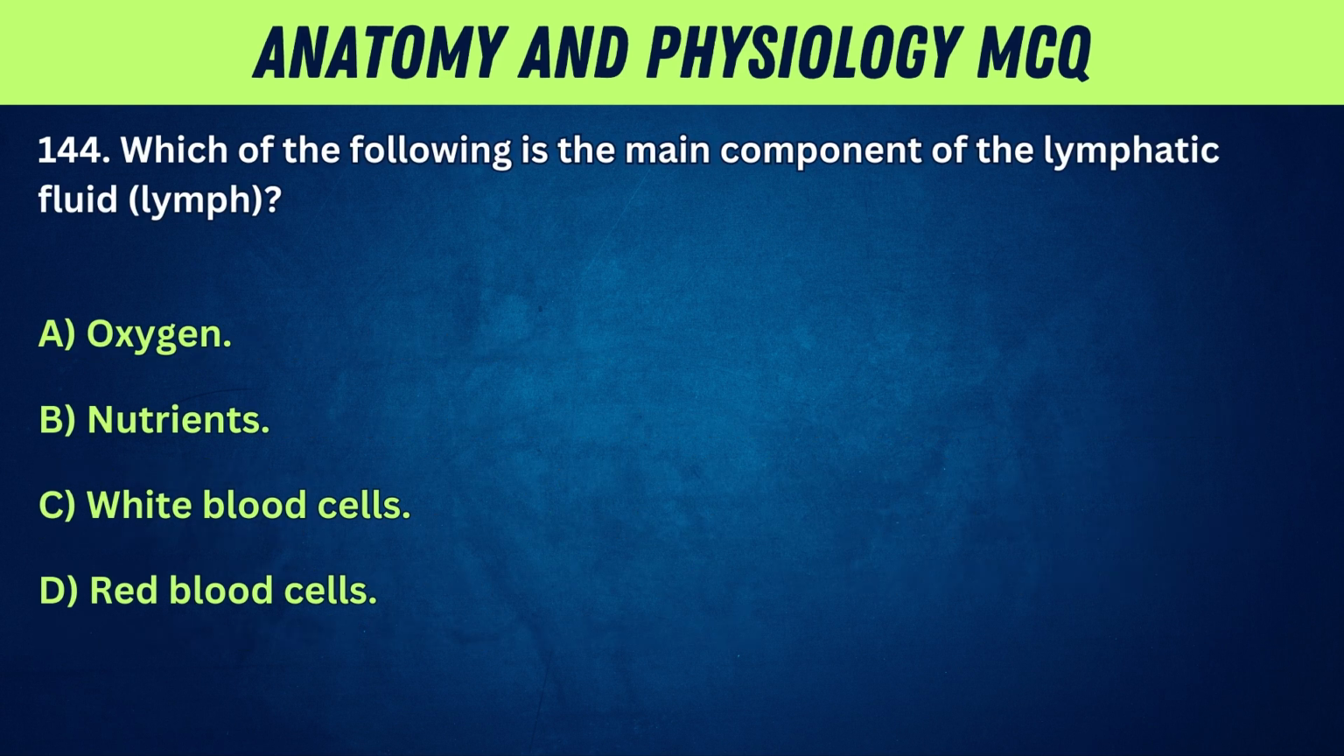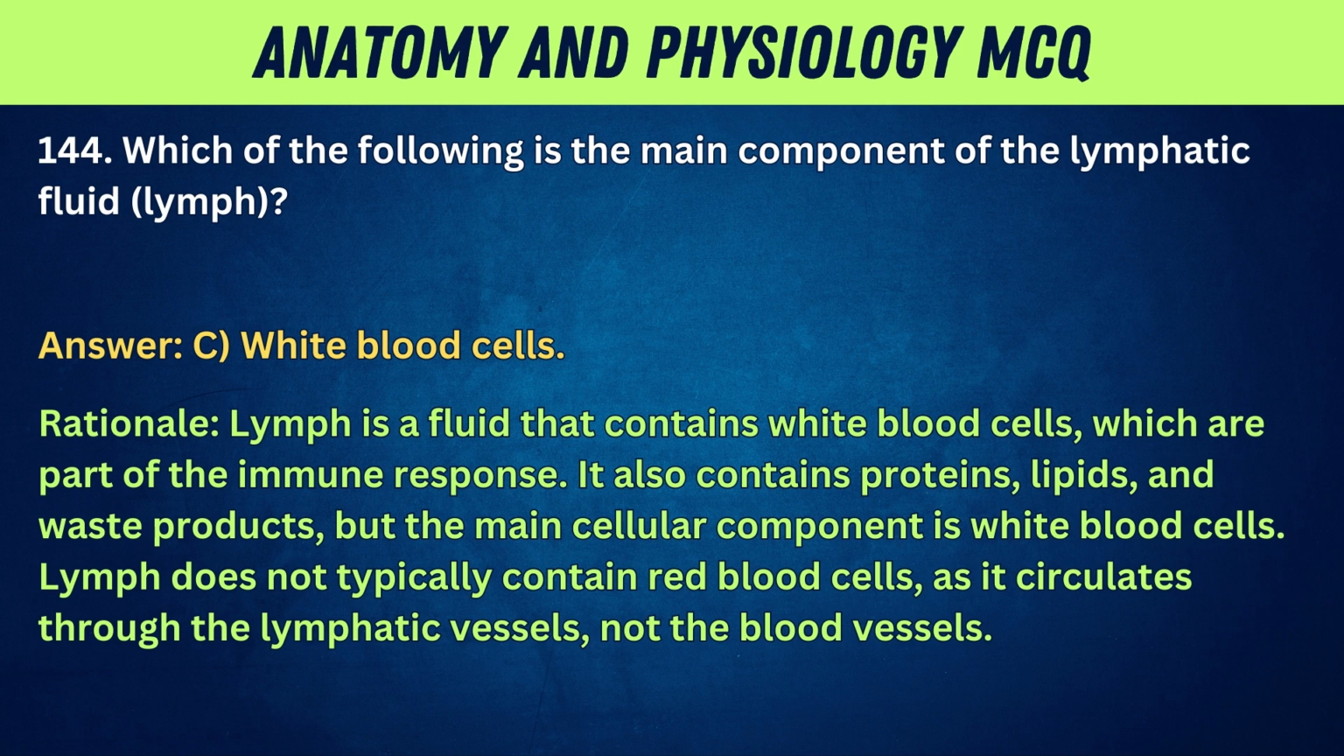144. Which of the following is the main component of the lymphatic fluid lymph? A. Oxygen. B. Nutrients. C. White blood cells. D. Red blood cells. Answer: C. White blood cells. Rationale: lymph is a fluid that contains white blood cells, which are part of the immune response. It also contains proteins, lipids, and waste products, but the main cellular component is white blood cells. Lymph does not typically contain red blood cells, as it circulates through the lymphatic vessels, not the blood vessels.